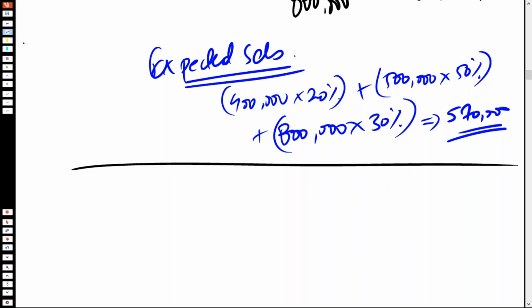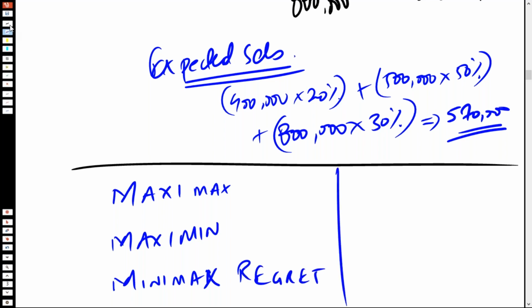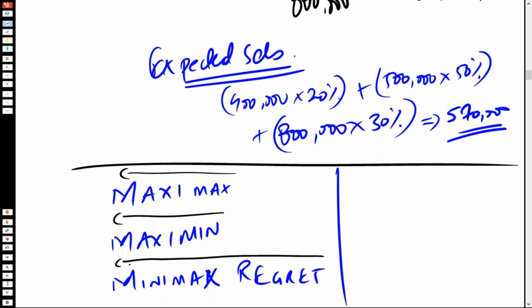Anyways, now let me give you something of a guidance. You see, there are three rules. One of them is Maximax. Okay, I'll write down in block letters. Max. Then there is Maximin. Then there is Minimax Regret. What you could do is remember for yourself that when it comes to these techniques, you would always start from the right hand side and go this way.